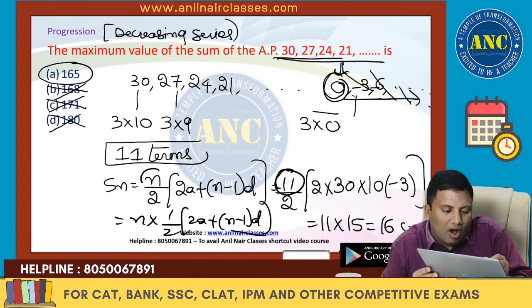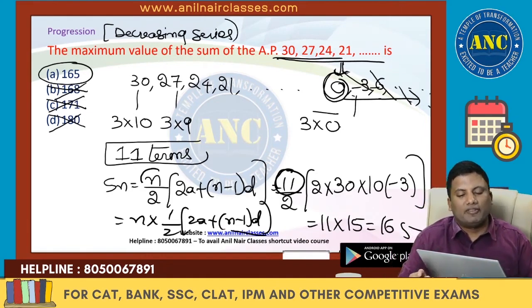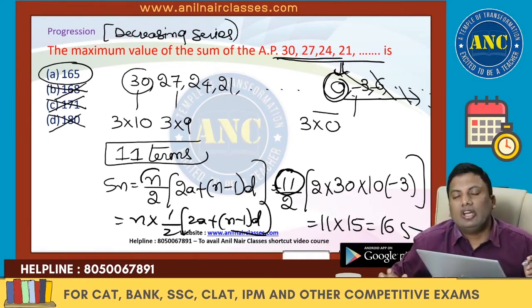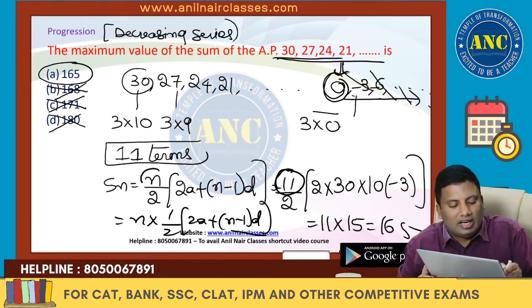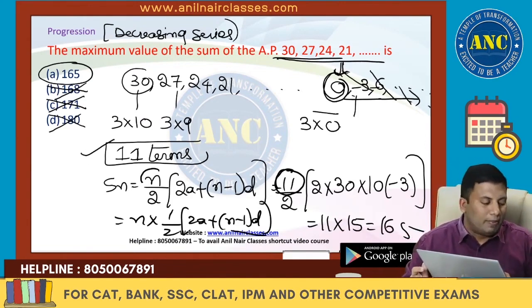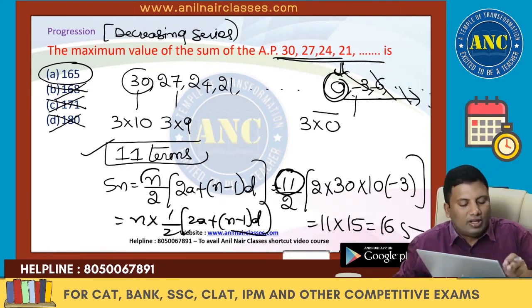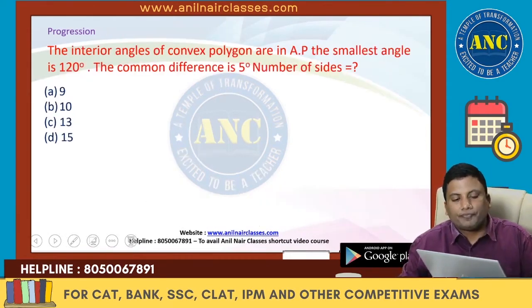3 times 0, all these numbers are multiples of 3. 3 zeros are 3, 3 tens are 30. From 0 to 10, totally I got 11 terms. Answer should be a multiple of 11. I hope the idea is clear.